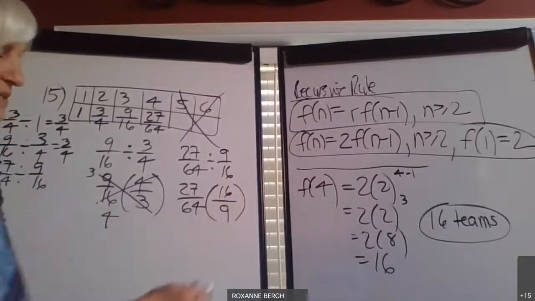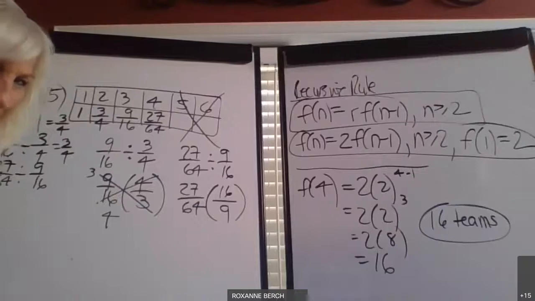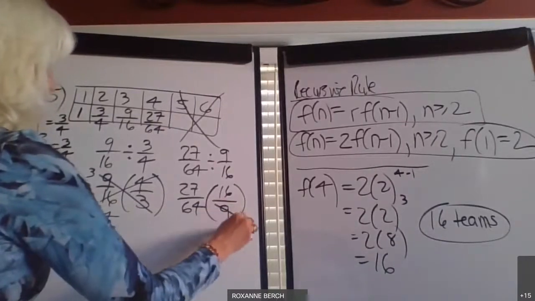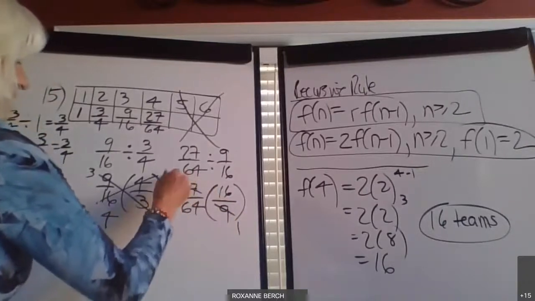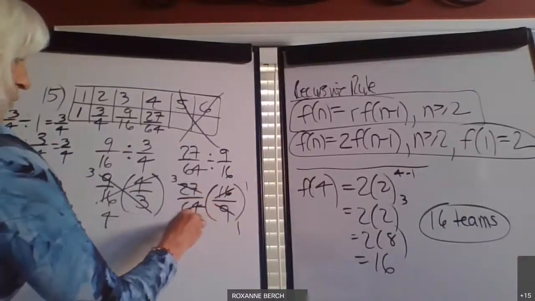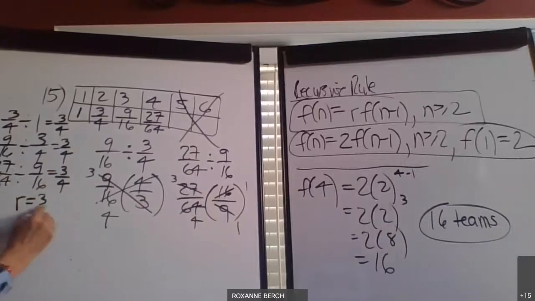So I'm going to cross cancel. See how we don't want to multiply things out? Remember a long time ago I told you we don't want to multiply things out? This is why. So 9 goes into itself once, 9 goes into 27 3 times, 16 goes into itself once, and it goes into this 4 times. So 3/4. So your common ratio is 3/4.